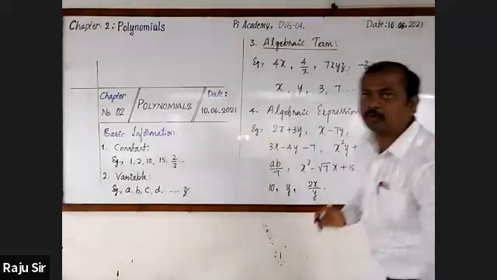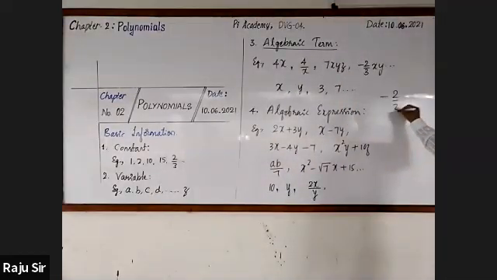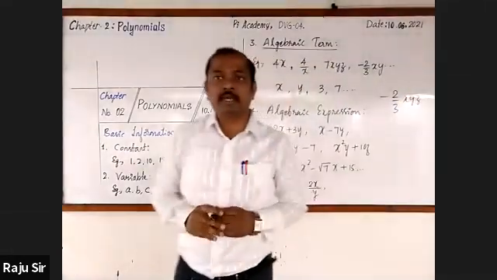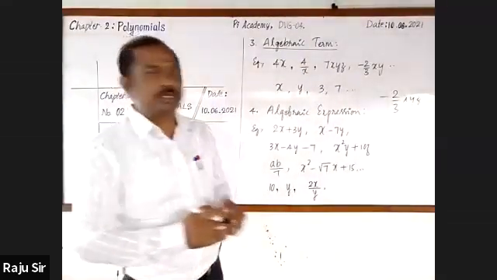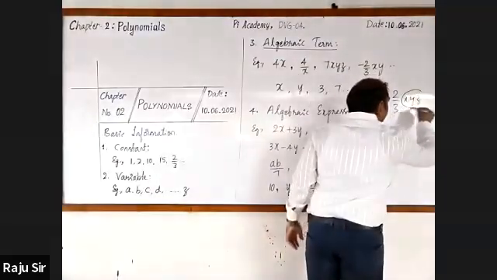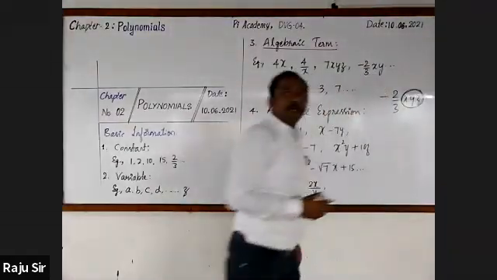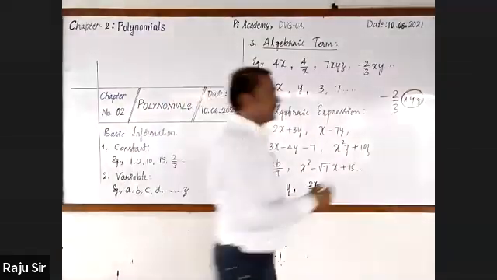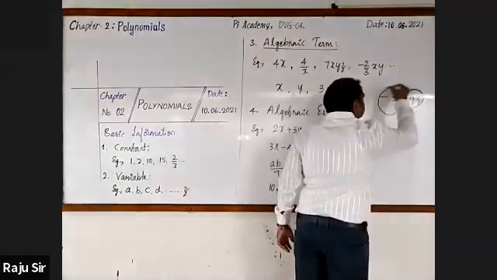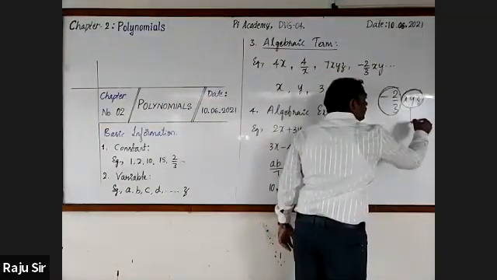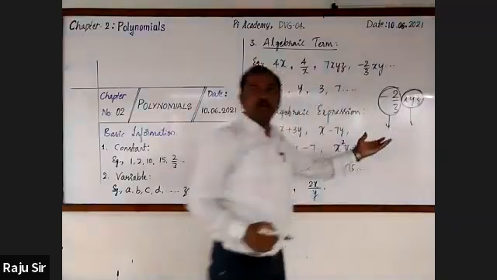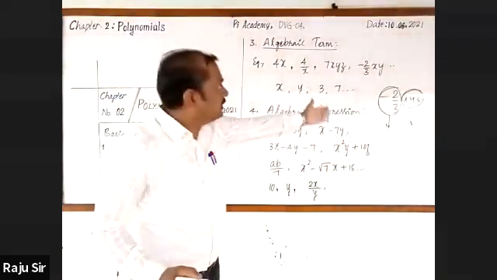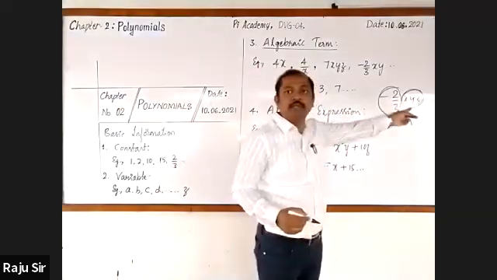Let me take one more example. Minus 2 by 3 xyz. It is an algebraic expression. It consists of two parts. The first is the variables part and the second one is the constant part. Here, the constant part is known as coefficient. Minus 2 by 3 is the coefficient of xyz.